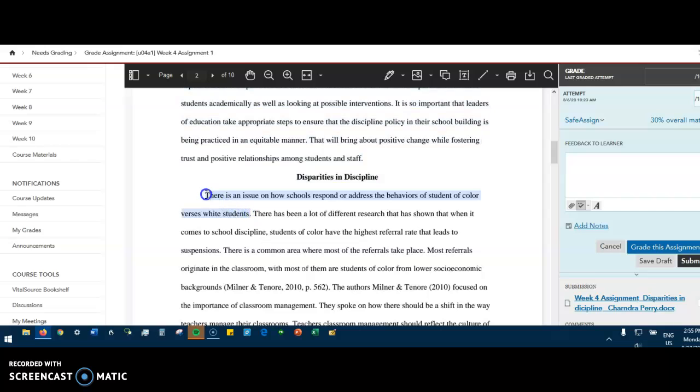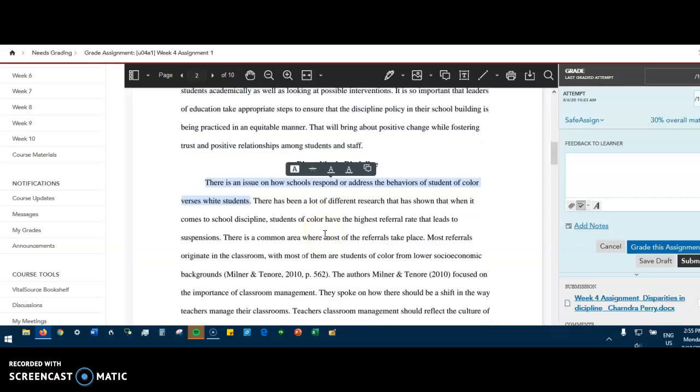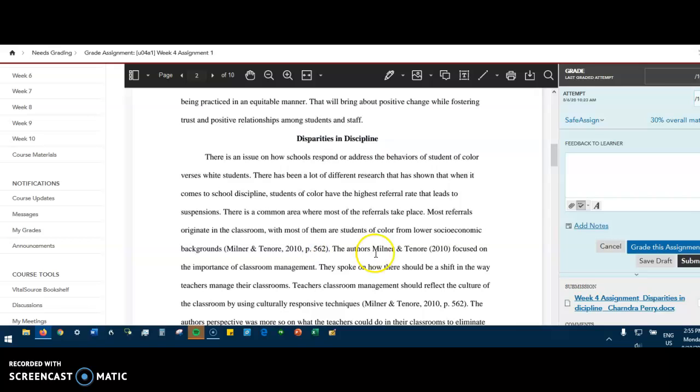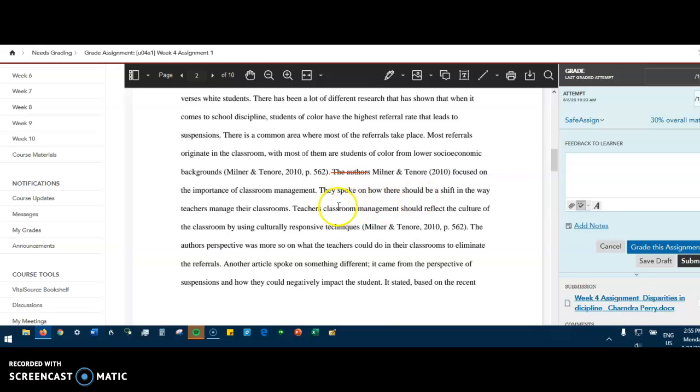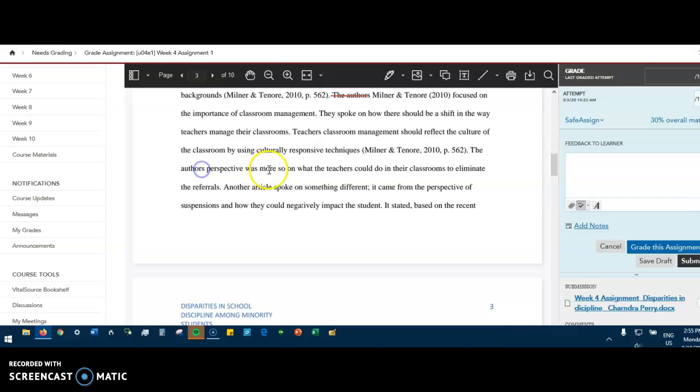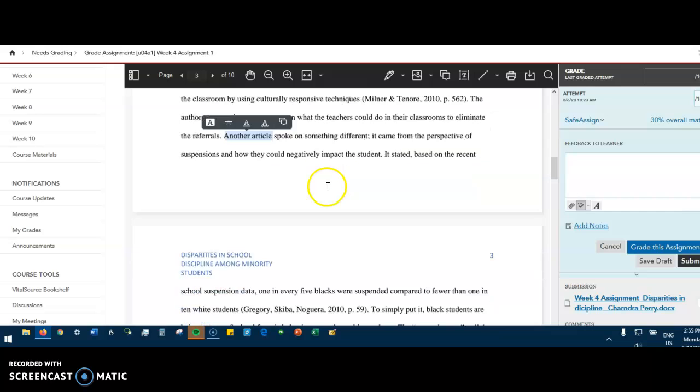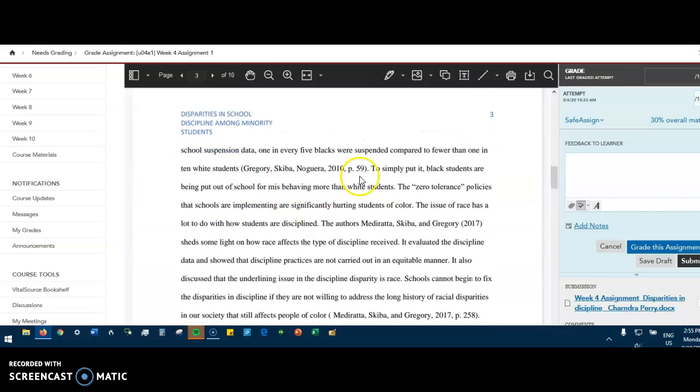As soon as you make a statement like this, that's where the research goes. And it's down here a bit, and you don't need to say the authors, just Miller and Tenor right there would be enough. They've just put these new controls up here. Folks in the importance, they spoke about this. So you're giving good background. You don't say another article. Always use the author's name, or researchers if you don't want to put all their names in there. To simply put it, and again, phrases like this, you can eliminate because it just takes up a little bit of clutter. Black students being put out of school for misbehaving more than white students.